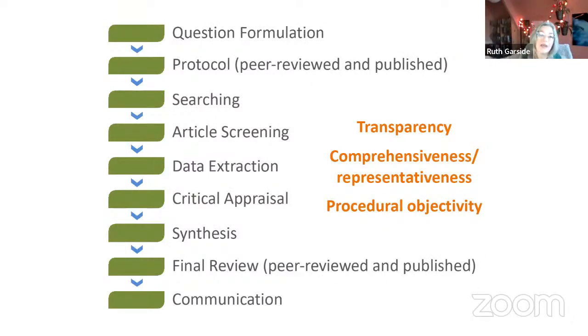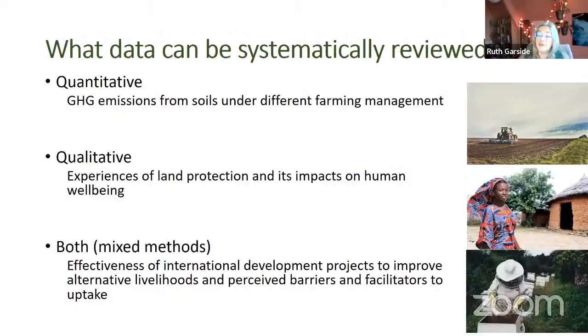So yeah, these are the steps of a systematic review. As I mentioned before, the overarching principles of doing this include transparency, comprehensiveness or representativeness of the data, and procedural objectivity as far as possible. The data that can be systematically reviewed includes quantitative, qualitative, as I said earlier, or mixed methods studies. And this kind of data can be used to answer different sorts of questions. But all are possible.